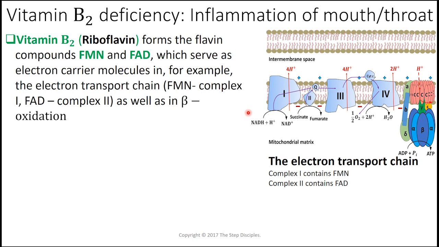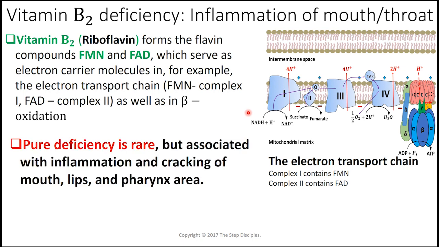So vitamin B2, or riboflavin, forms the flavin compounds, flavin mononucleotide and flavin adenine dinucleotide. I probably should have put what those meant, but these puppies, FMN and FAD, would serve as electron carrier molecules in, for example, the electron transport chain. You can find flavin mononucleotide in complex 1, and you can find flavin adenine dinucleotide in complex 2, as you probably recall from the electron transport chain lectures, as well as in beta oxidation. You can find the FAD compound. They're electron carriers, and they're obviously important if they're working in the electron transport chain.